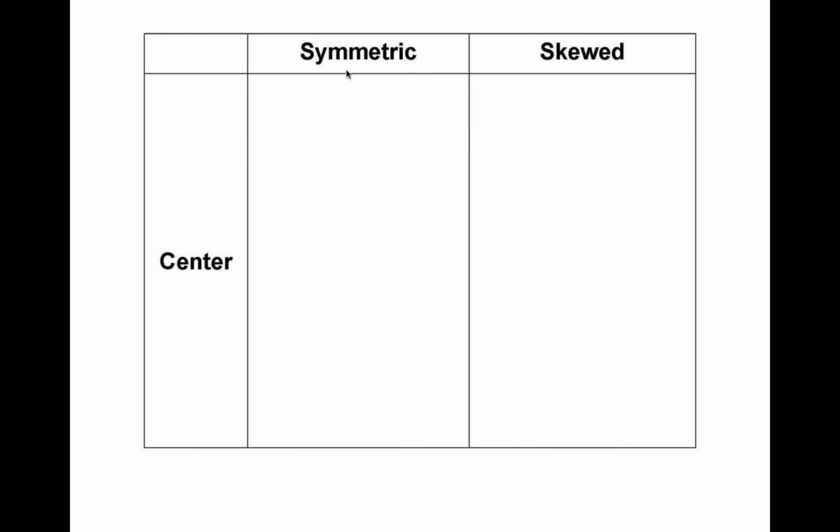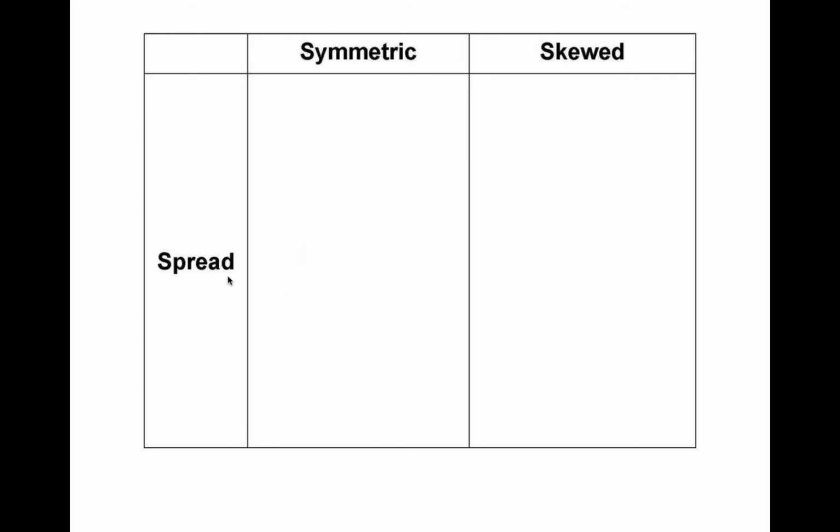To find the center, if it's symmetric, you would use the mean, your X bar. And if it's skewed, you're going to use the median. The reason why is if you have a really high number that's all by itself, the median cancels off those really high and really low numbers, and it keeps the number in the middle. Whereas with the mean, you would be adding that really high number that's by itself, so it would make the mean different. So if it's skewed, we use the median for the measure of center, and if it's symmetric, we use the mean.